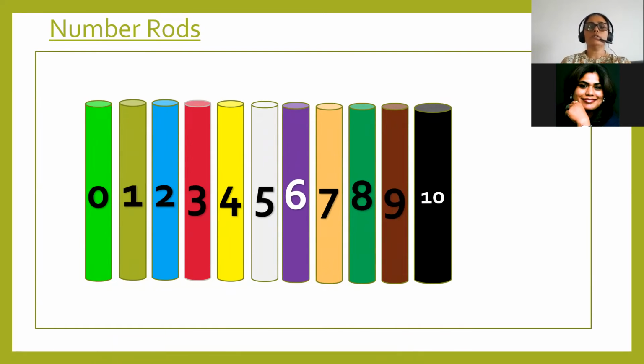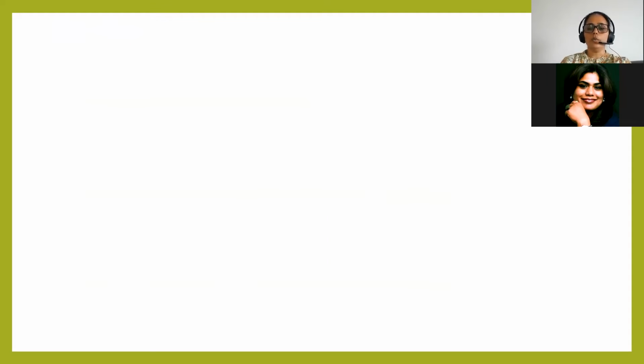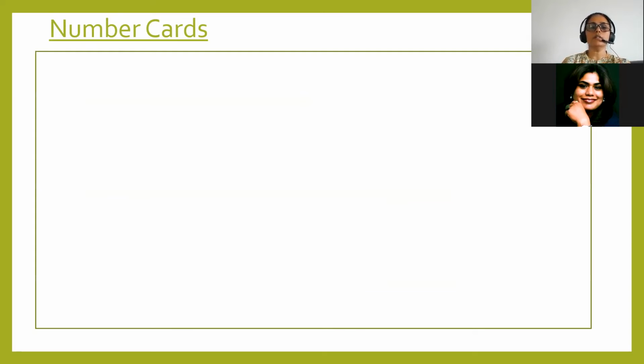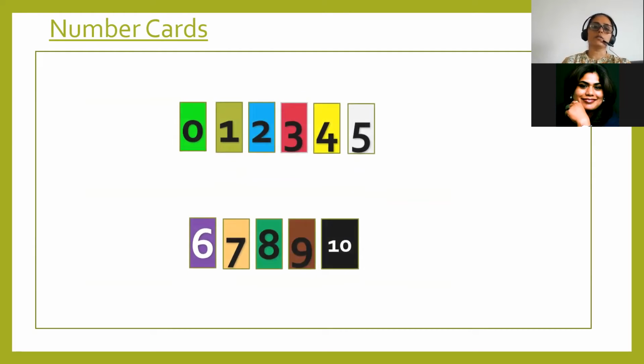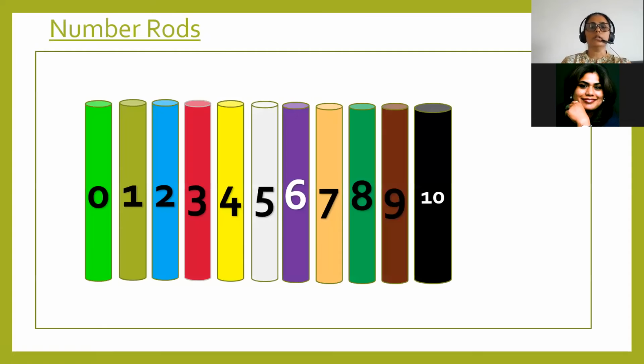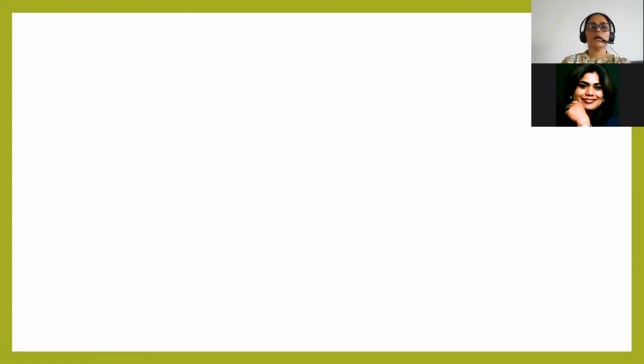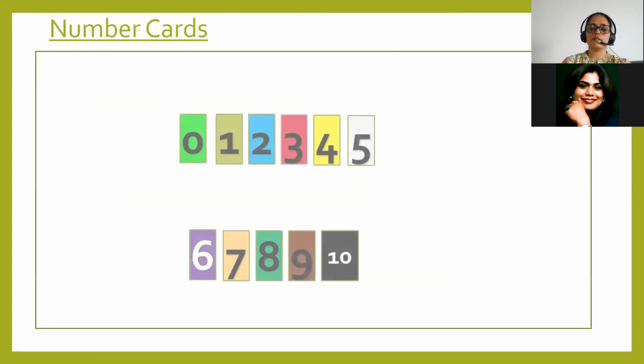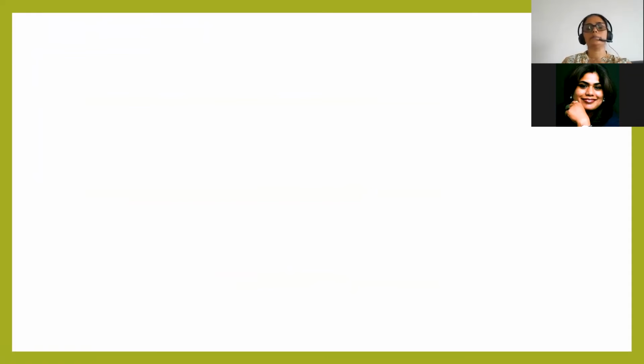Now, these number rods will now be understood from the card perspective. There's another set of number cards which I have created, and this is what our cards look like. Again, 0, 1, 2, 3, 4, 5, 6, 7, 8, 9, and 10. Okay, has everybody seen these two? These are your rods and these are your cards. Let's move ahead.